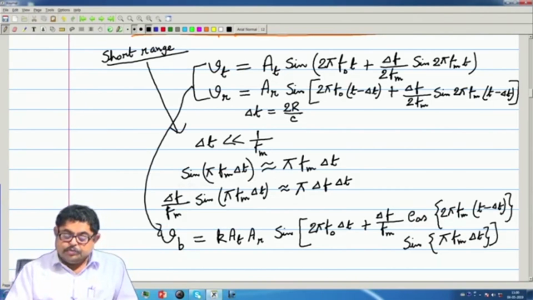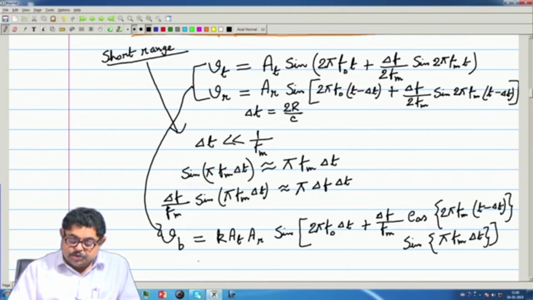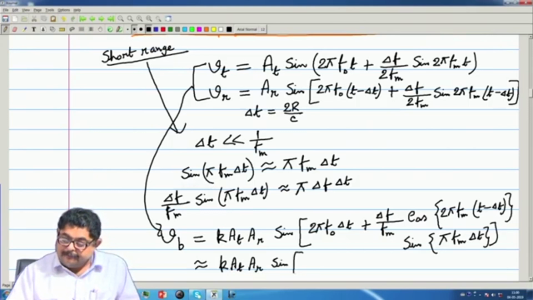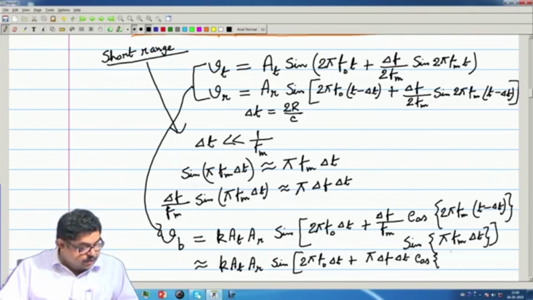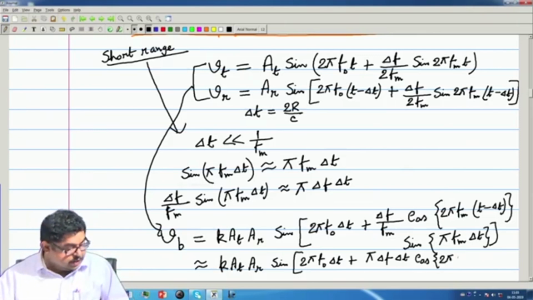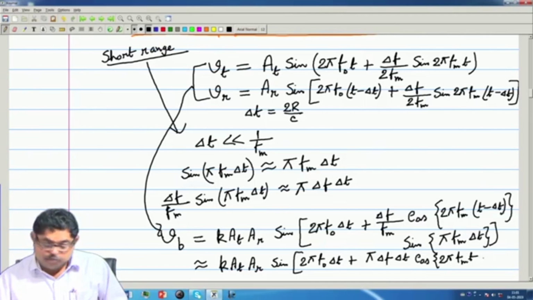Then you put these simplifications, and with that simplification you can now write that this is k A_T A_R sine of 2 pi f naught delta t plus pi delta f delta t cos of 2 pi f_m t minus pi f_m delta t.